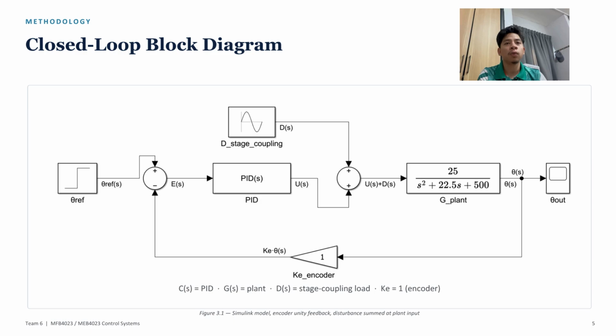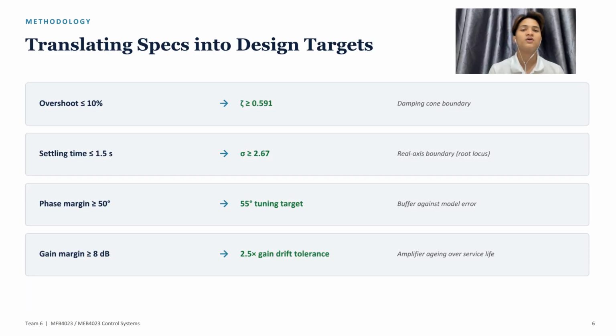Next, Ishraf will walk through how we turn the performance requirements into an actual controller. We were given 4 specifications, and each one actually maps onto a specific geometric region. The overshoot limit of 10% translates into a minimum damping ratio of 0.591 that defines an angle on the root locus the poles have to sit inside. The settling time limit of 1.5 seconds translates into a boundary on the real axis at -2.67. The poles have to sit to the left of that line.